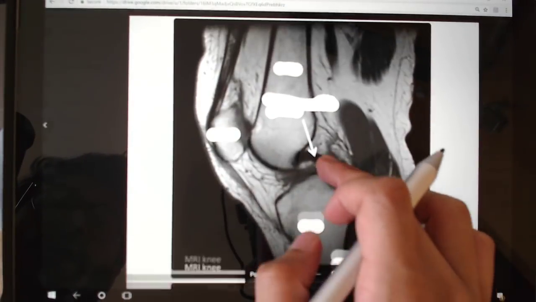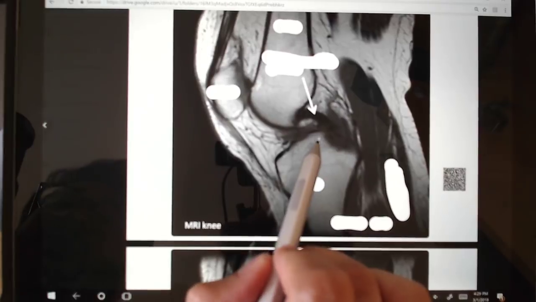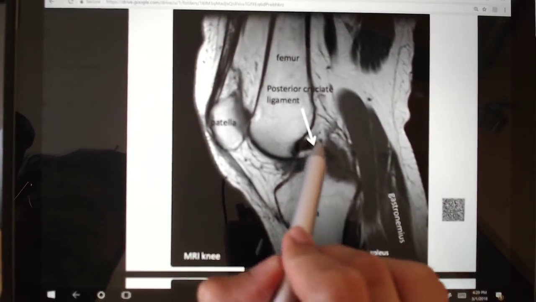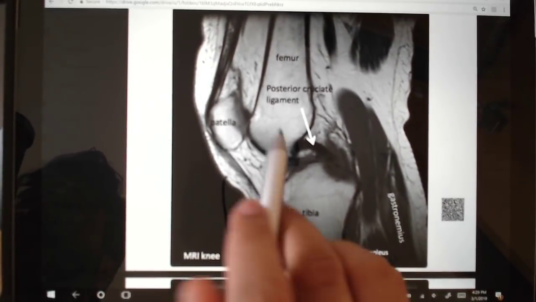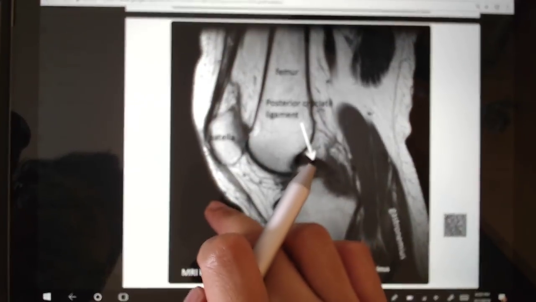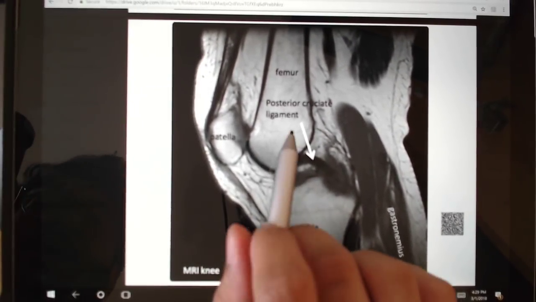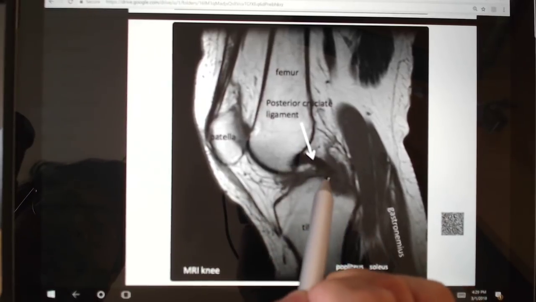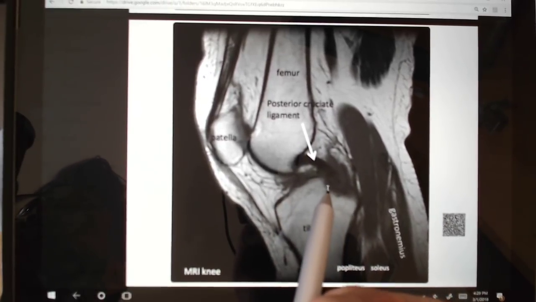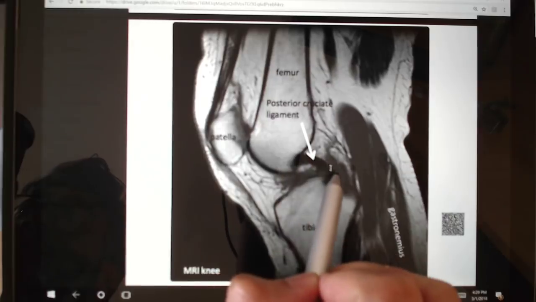Also, I would know these as well. Here's going to be your ACLs and PCLs and stuff. These ones are MRIs, right? This is what happens when a football player or someone comes in and tore up their knee. Your posterior cruciate is going to be posterior to posterior, right?